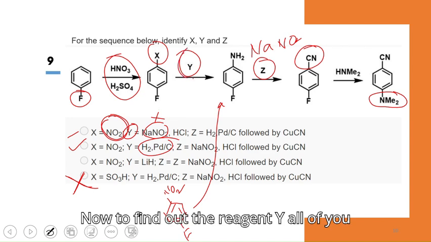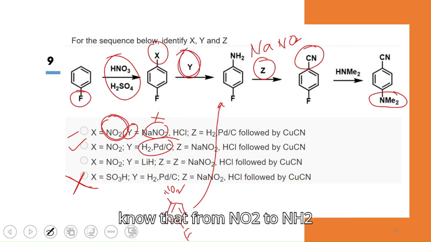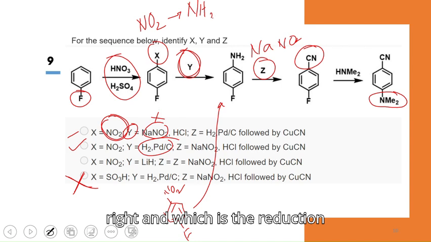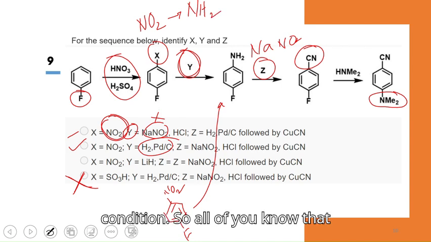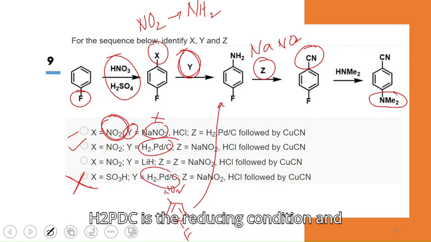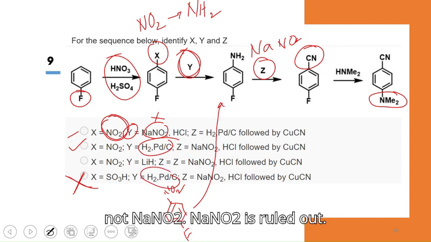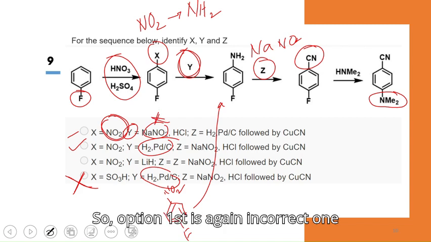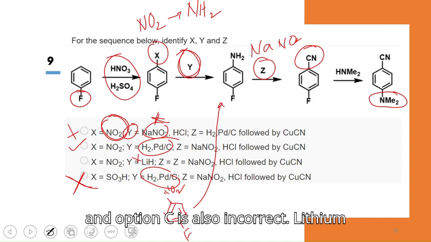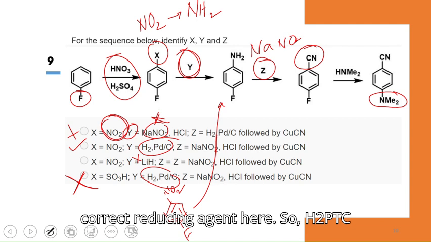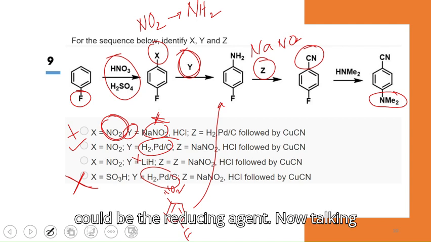Now to find out the reagent Y, all of you know that reduction from NO2 to NH2 is taking place. And which is the reduction condition? All of you know that H2/Pd-C is the reducing condition and not NaNO2. NaNO2 is ruled out. So the first option is again incorrect, and option C is also incorrect. Lithium hydride is there, which is not a correct reducing agent here. So H2/Pd-C could be the reducing agent.